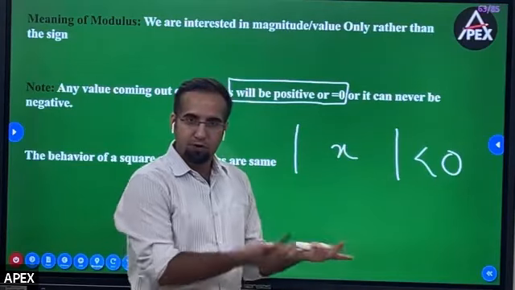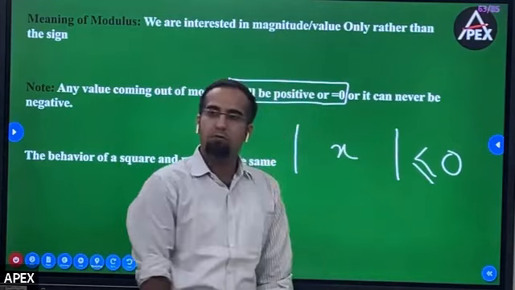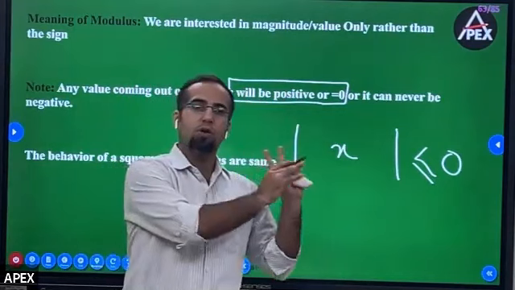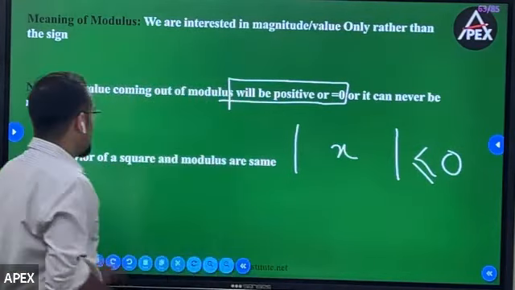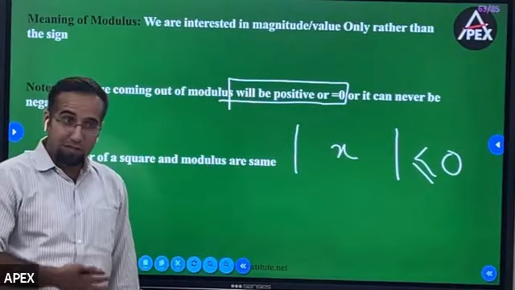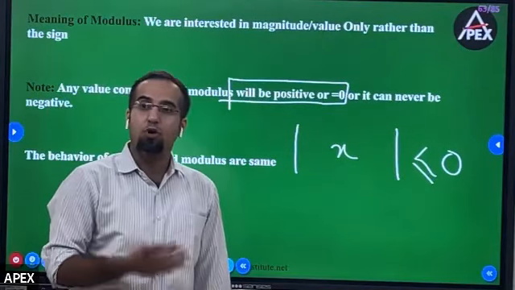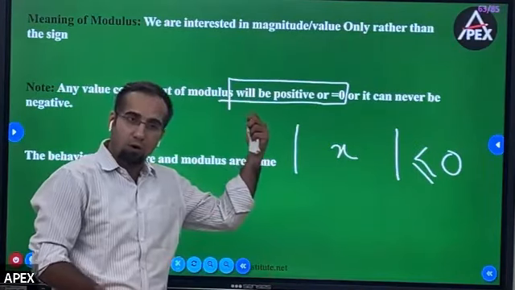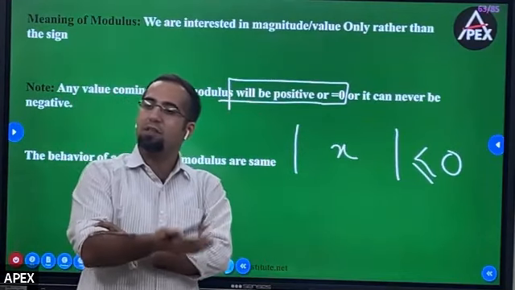That is not at all possible. Here, what if I give you mod x is less than or equal to 0? So less than 0, no chance. Equal to 0, only one value. x is equal to 0 is the point which will satisfy this equation. Therefore the behavior of a square and the modulus are always the same, because that's what we learned in the previous class. Remember, the square of any real number is always greater than or equal to 0, and that is what we are defining here also. That modulus of any value given to you will always be either 0 or greater than 0.